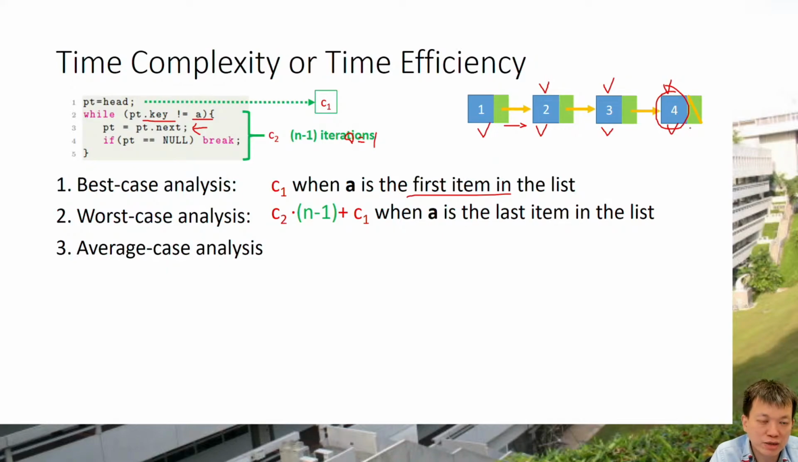And you will find that you need to run when A is the last item. Let's say A is the last item. You need to run this loop n-1 iterations, depending on the number of items you have, plus just now the first line, C1. So that is the worst case.